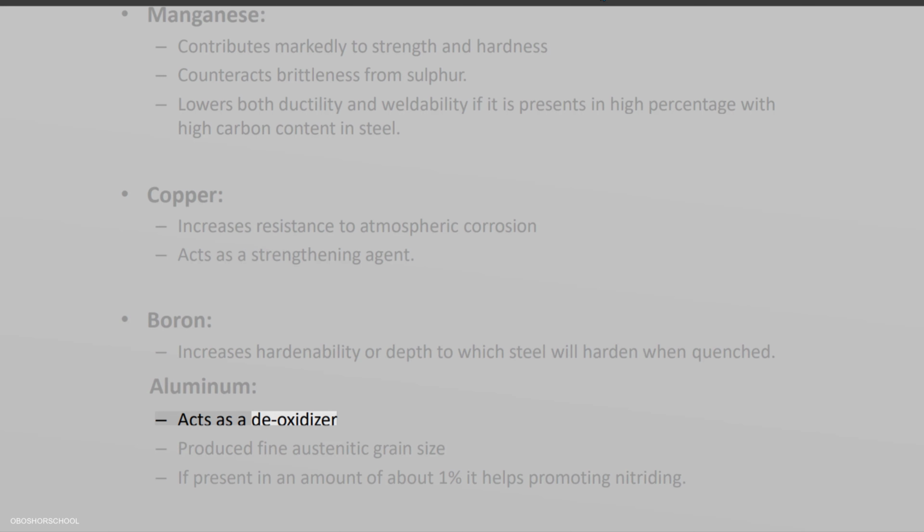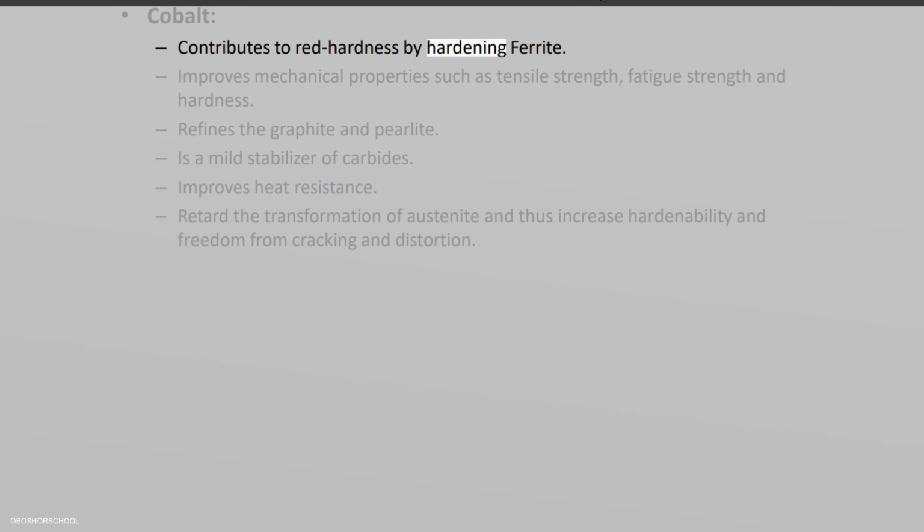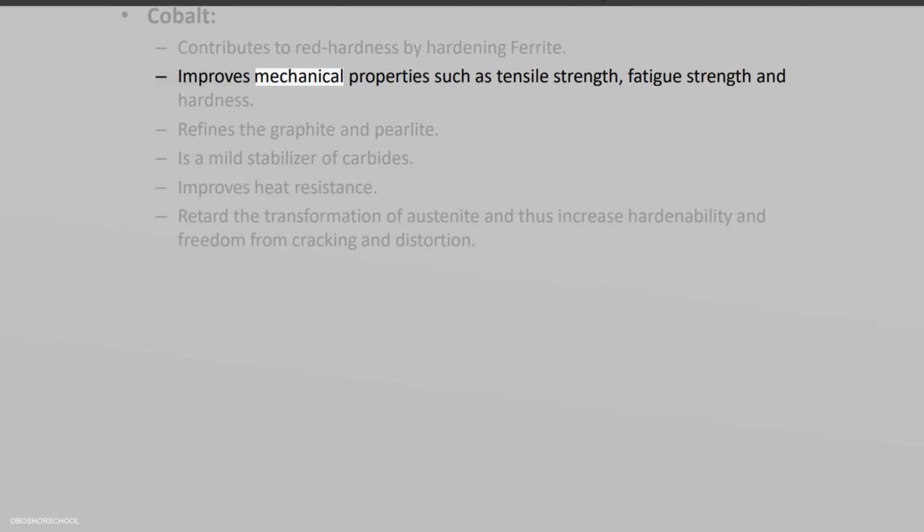Aluminum acts as a deoxidizer, produces fine austenitic grain size. If present in an amount of about 1%, it helps promote nitriding. Cobalt contributes to red hardness by hardening ferrite. Improves mechanical properties such as tensile strength, fatigue strength and hardness.